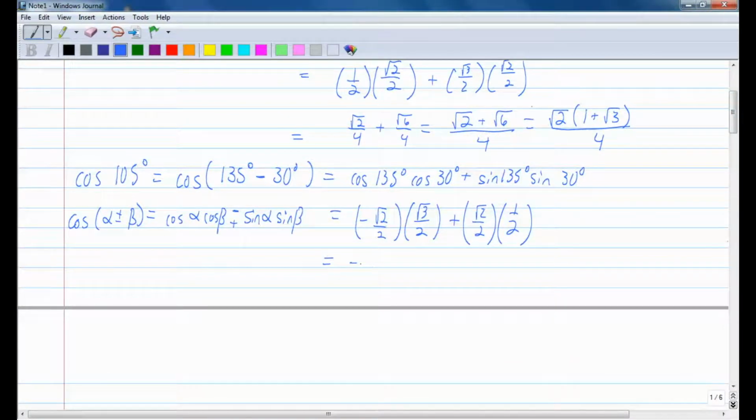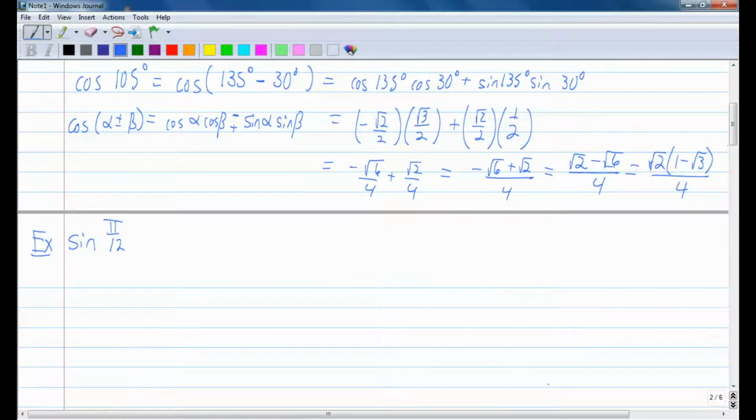Alright, so this is going to be negative square root of 6 over 4 plus square root of 2 over 4, or negative square root of 6 plus square root of 2 all over 4. Or you could factor out a square root of 2. You could also factor out this negative sign, or you could just rearrange the terms. I'm going to rearrange the terms first, and now I'm going to factor out a square root of 2. That'll leave me with 1 minus square root of 3 all over 4.